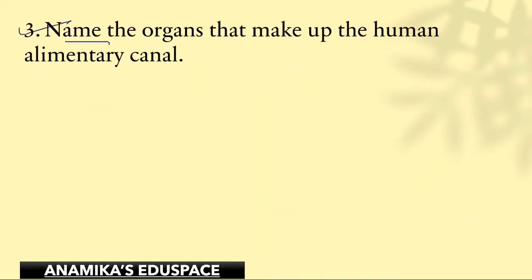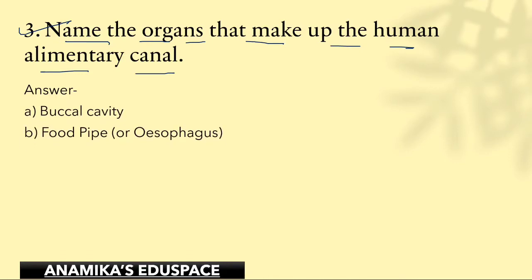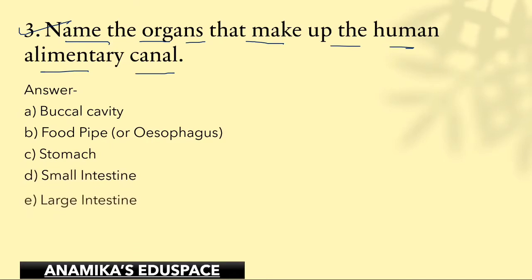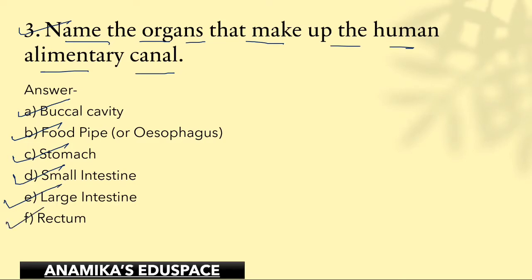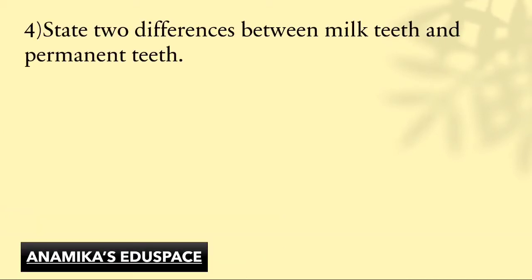Question number 3. Name the organs that make up the human alimentary canal. Answer. A, buccal cavity. B, food pipe or esophagus. C, stomach. D, small intestine. E, large intestine. F, rectum. So these are the organs that make up the human alimentary canal. Buccal cavity, food pipe, stomach, small intestine, large intestine and rectum and anus, that is the outlet. Clear? So these are the parts of the alimentary canal. Let's move to next question.